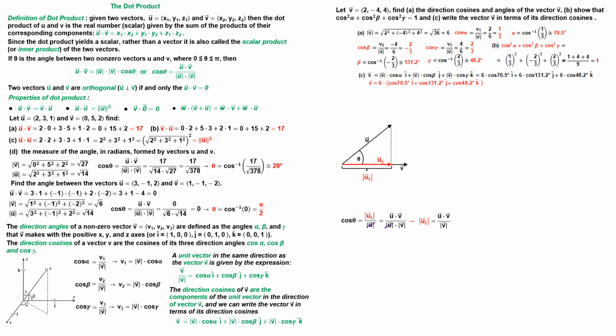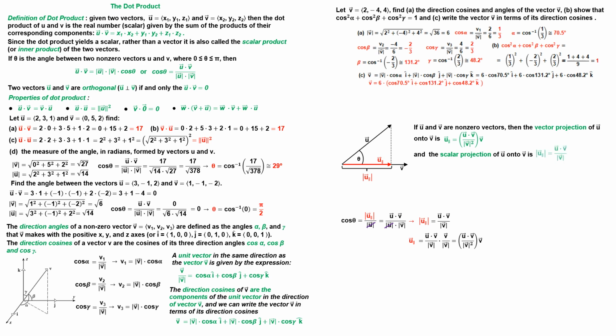To find the vector projection of u onto v, you can multiply the scalar projection by a unit vector pointing in the direction of vector v. Notice that the vector projection is the scalar projection times the unit vector in the direction of vector v. We summarize these ideas as follows. If vectors u and v are both non-zero, the vector projection and scalar projection of u onto v can be calculated using the following formulas.